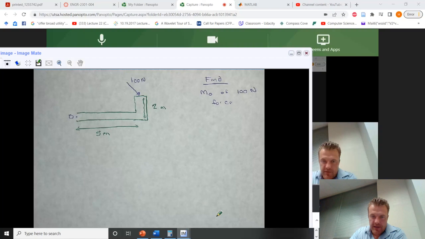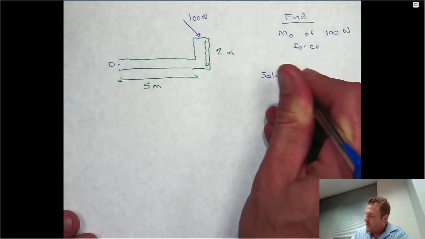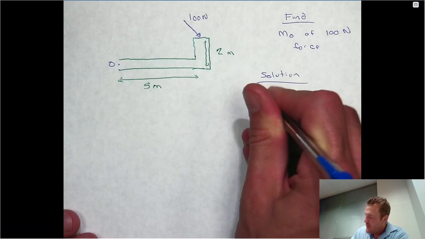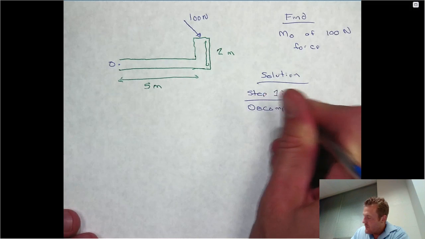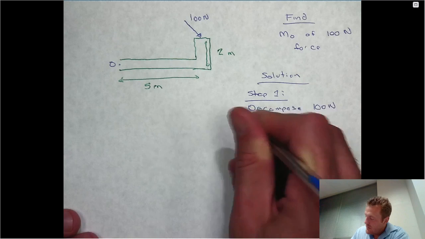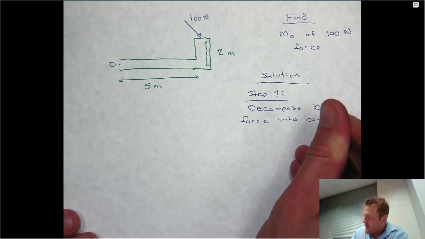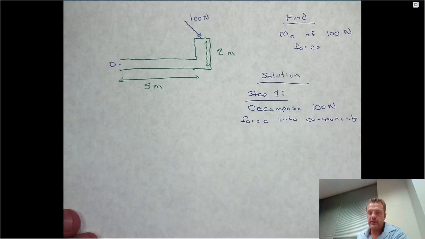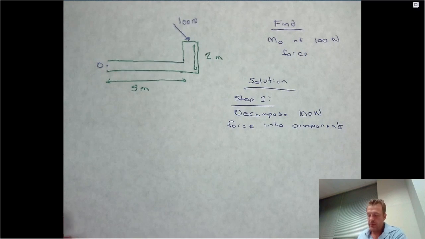Just like the example that I spoke of earlier, the easiest way to do it is to decompose that 100 Newton force into components. So I'm going to say step 1, I will decompose the 100 Newton force into components. The reason I'm doing that is if I have individual components, it would be very easy for me to compute the perpendicular distances that I need, and in addition, compute the corresponding sense of the rotation of each.